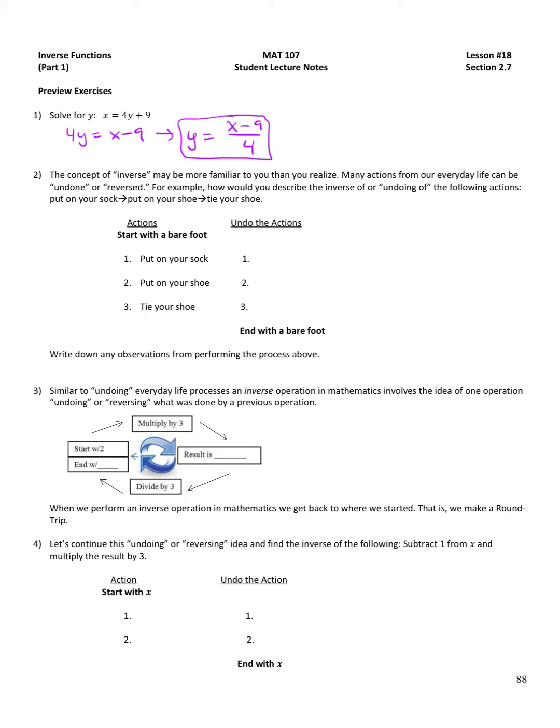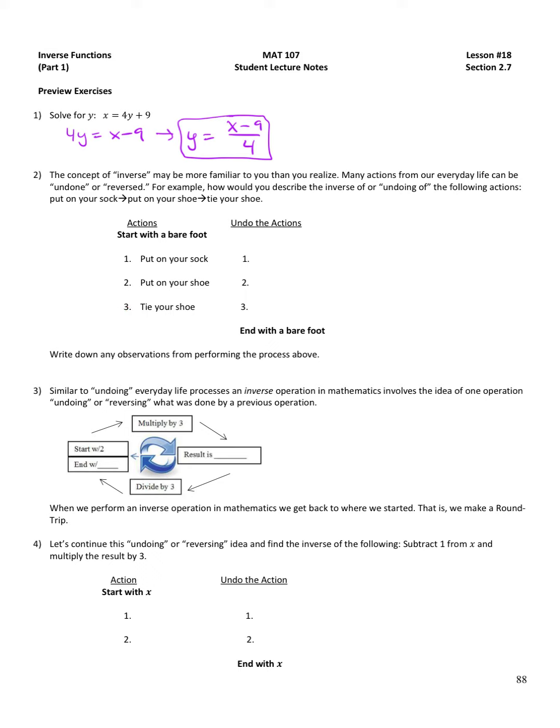And then 2, the concept of inverse may be more familiar to you than you realize. So many actions from our everyday life can be undone or reversed. For example, how would you describe the inverse or undoing of the following actions? Put on your sock, put on your shoe, tie your shoe. Okay, so you start with a bare foot, put on your sock, put on your shoe, tie your shoe.